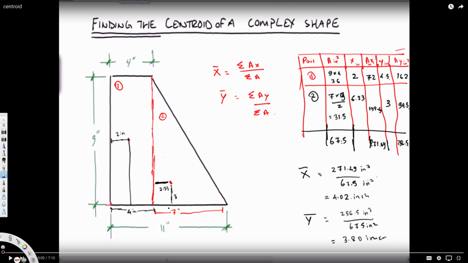Therefore, from this information we know the centroid x is going to be from the end, 4.02 distance. This is 4, so it's going to be 4.02 somewhere here. So the centroid is going to be somewhere all the way here, and y bar is going to be 3.80, which means from the bottom of the height. Let's say this is the height, so the centroid is going to be all the way here.